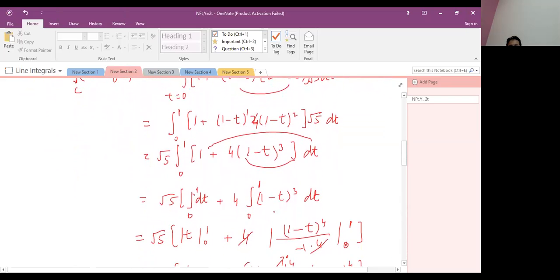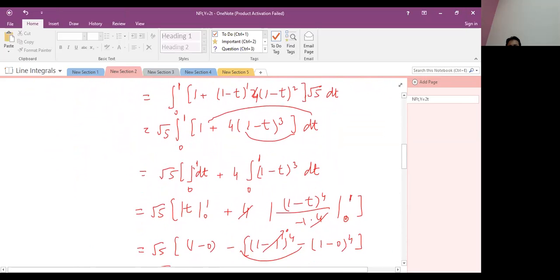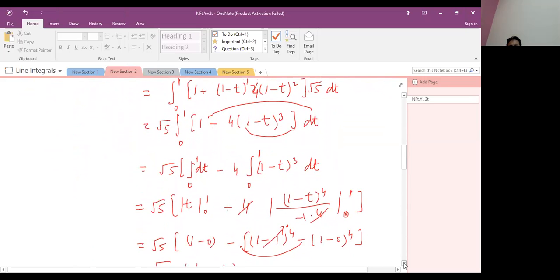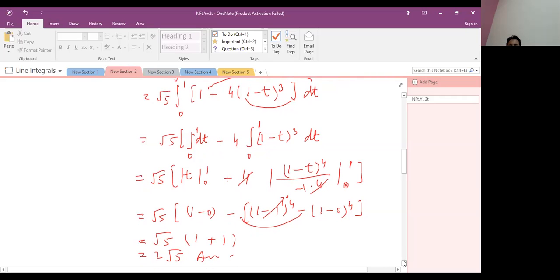After separating, we find the integral value, and when we put here the upper and lower limits, the answer is 2 times root 5. When we integrate this part, the derivative of t is minus 1, and 3 plus 1 is 4, so 4 upon 4. We find the integral value in this way.